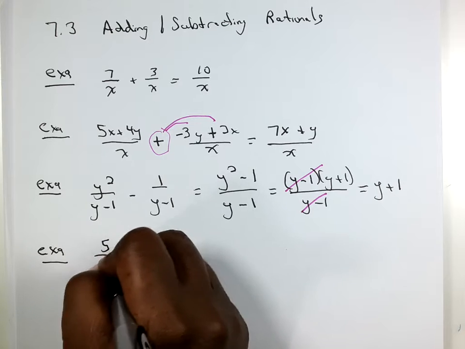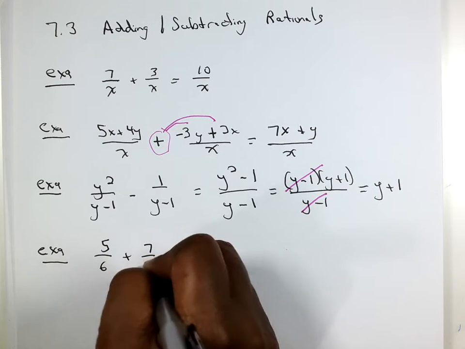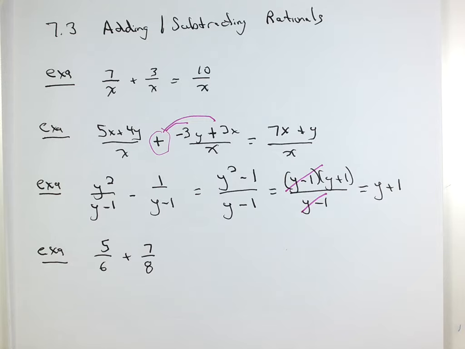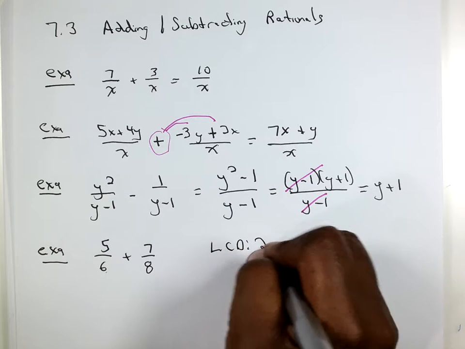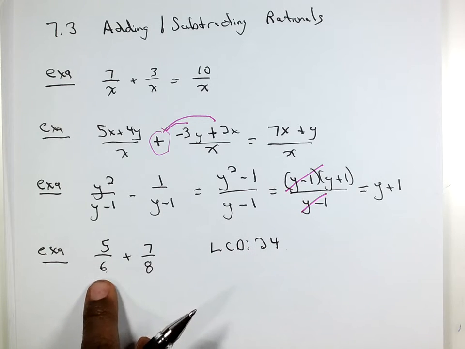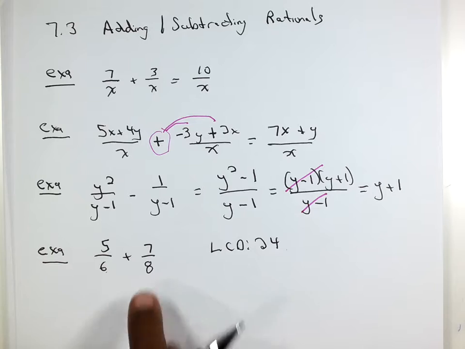So how about if I do not have a common denominator? I have 5 sixths plus 7 eighths. So I'm looking at the bottom numbers, 6 and 8. And my LCD would be 24, because 6 times 4 is 24, and 8 times 3 is 24.